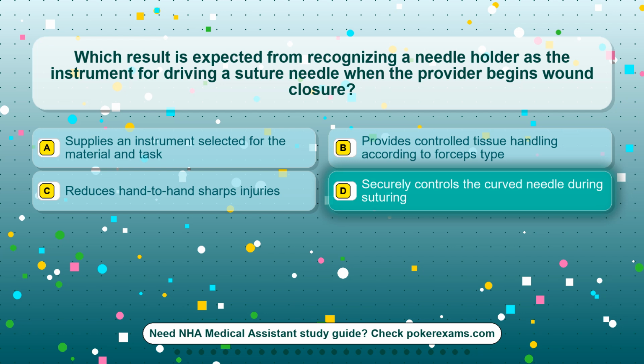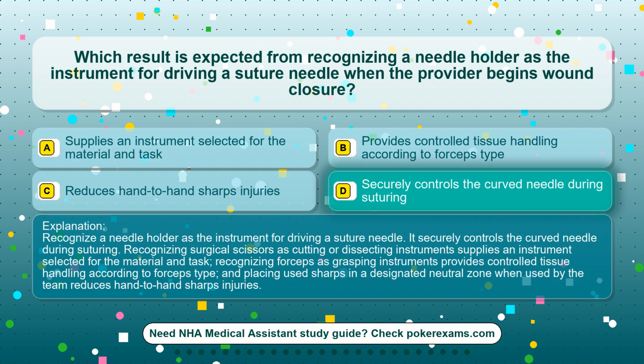The correct answer is option D. Securely controls the curved needle during suturing. Recognize a needle holder as the instrument for driving a suture needle. It securely controls the curved needle during suturing. Recognizing surgical scissors as cutting or dissecting instruments supplies an instrument selected for the material and task. Recognizing forceps as grasping instruments provides controlled tissue handling according to forceps type, and placing used sharps in a designated neutral zone when used by the team reduces hand-to-hand sharps injuries.